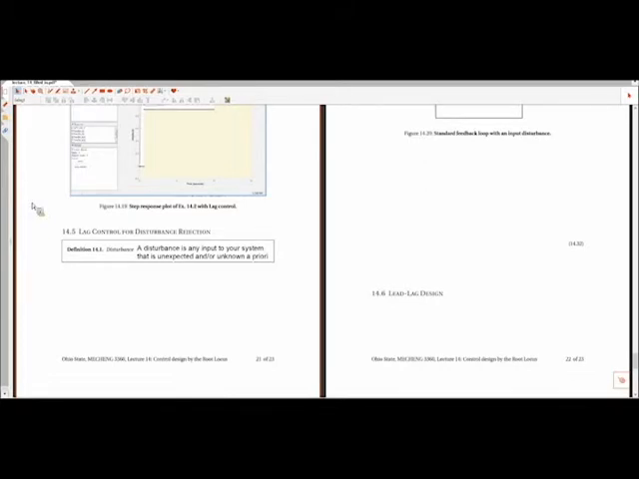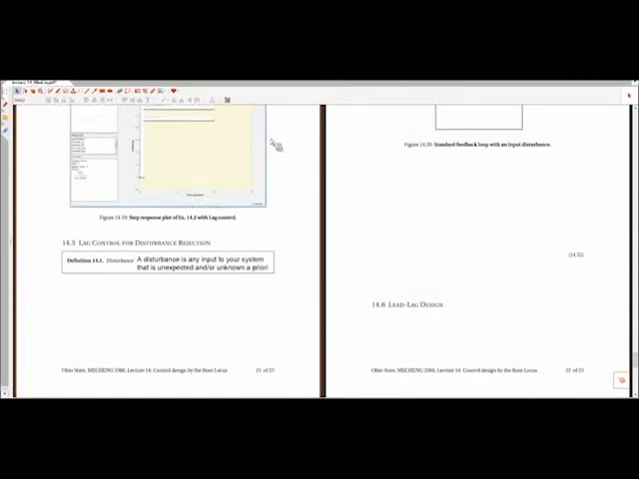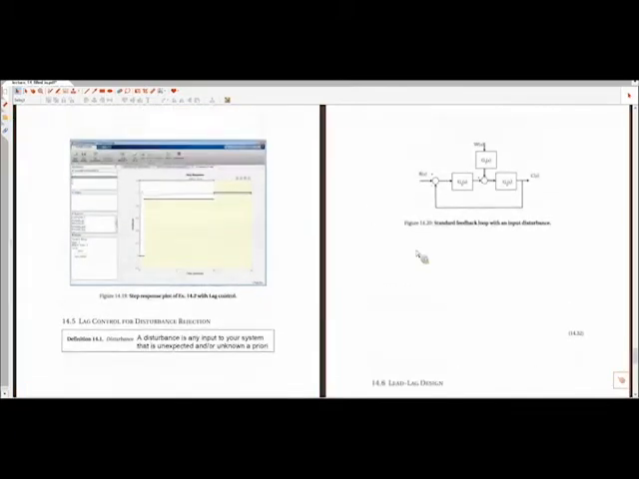So the way in which we model this, and this is going to be important for your project, is we have, I'm showing one type of disturbance here. This is what's called an input disturbance.